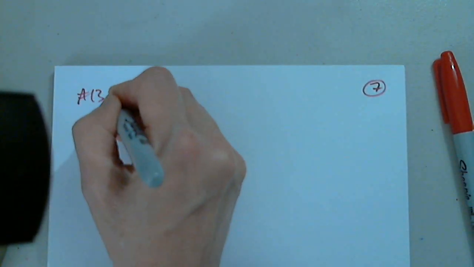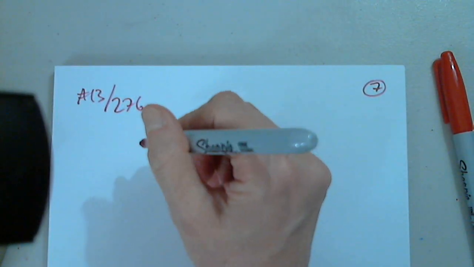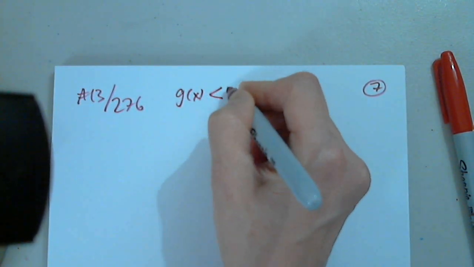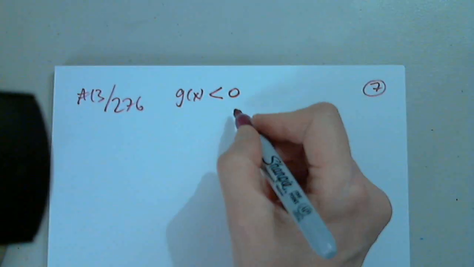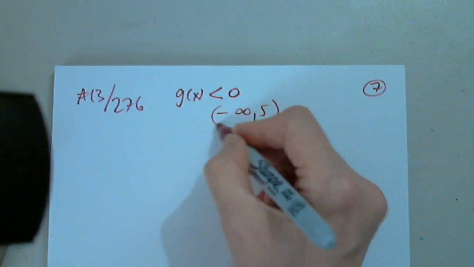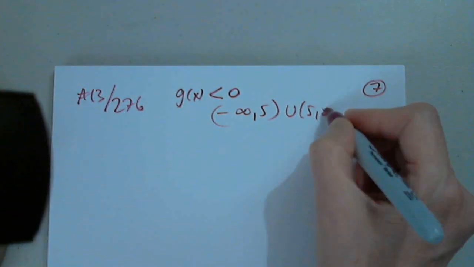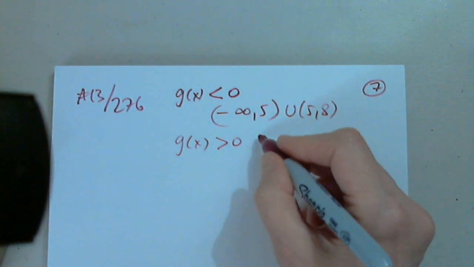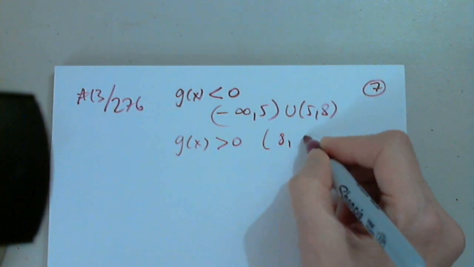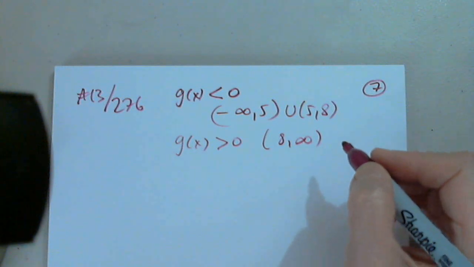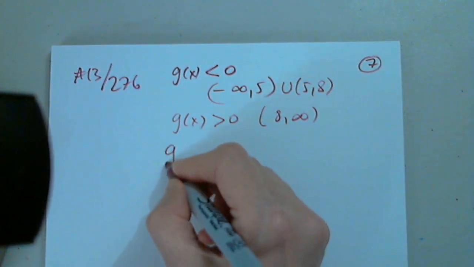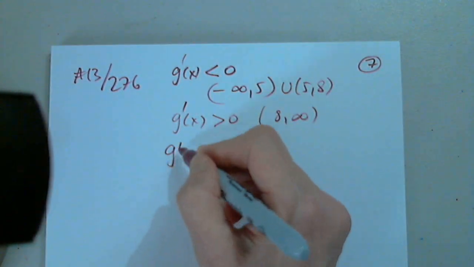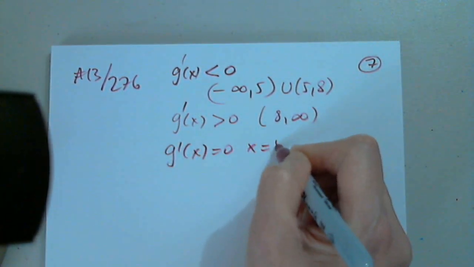So we said 13, and this is on page 276. 13. g has a negative derivative, g prime of x less than 0, over negative infinity to 5 union 5 to 8. g prime of x is positive over 8 to infinity. And the derivative is equal to 0, so g prime of x equals 0 when x equals 5.